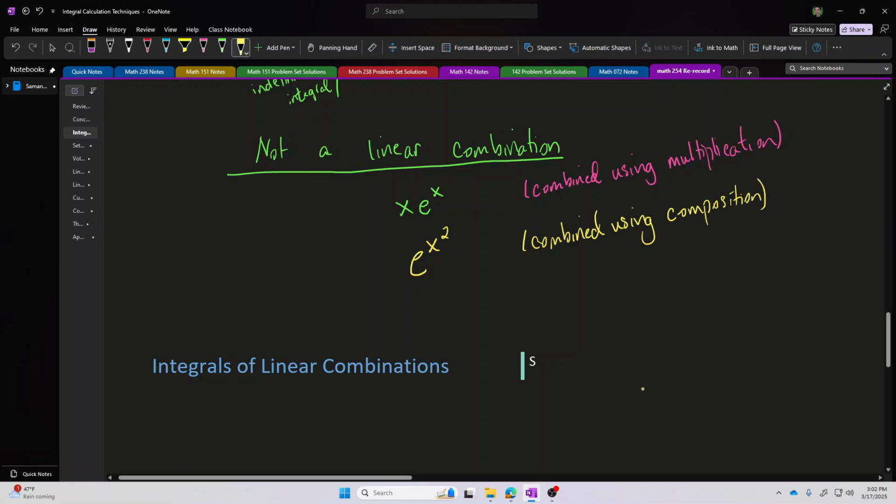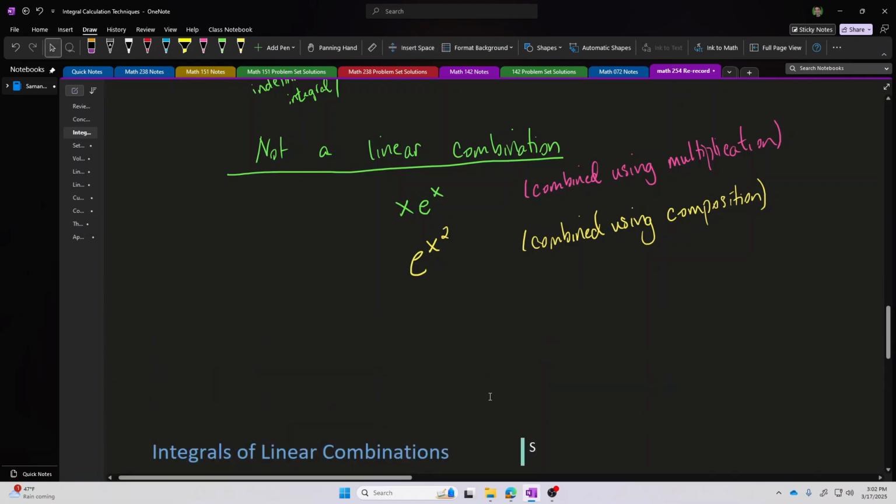So that means that the derivative of this function would need to be found using the chain rule, and the antiderivative of this function is actually impossible to find. This function is, believe it or not, too complicated, and you cannot find an antiderivative for this function.